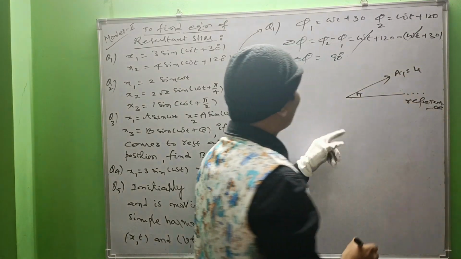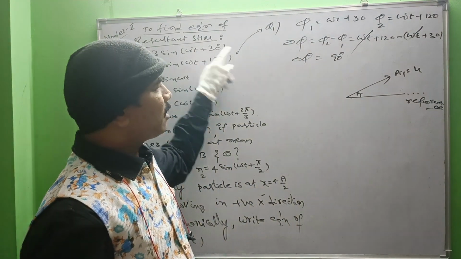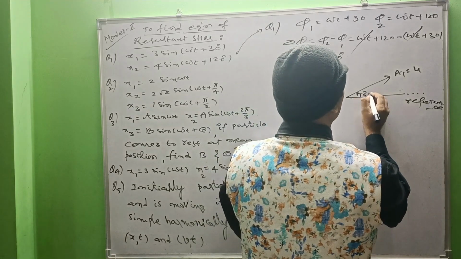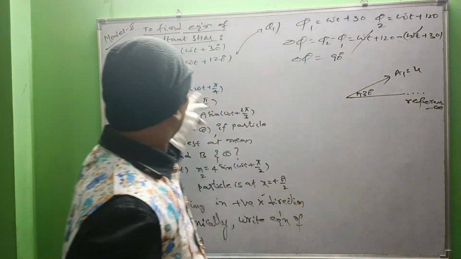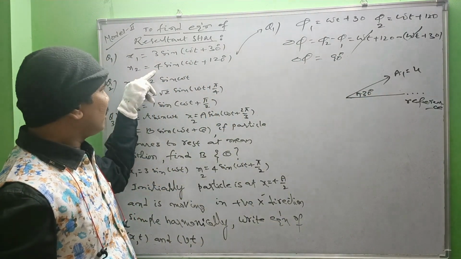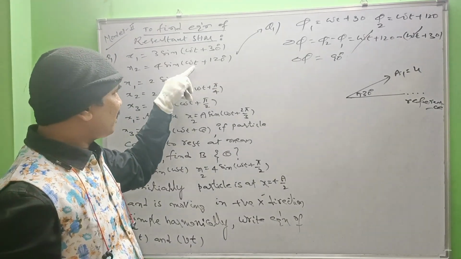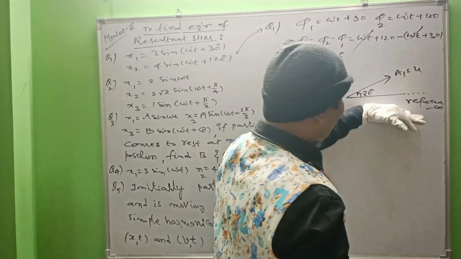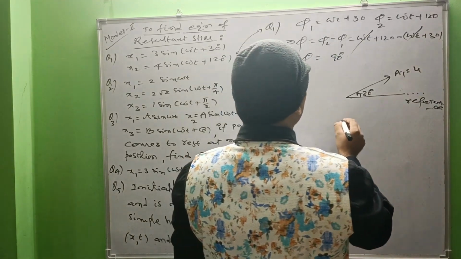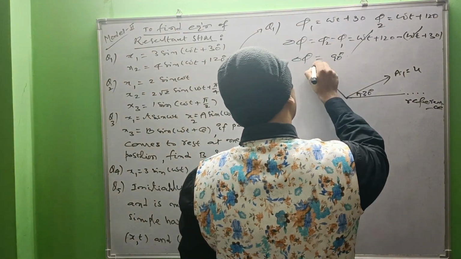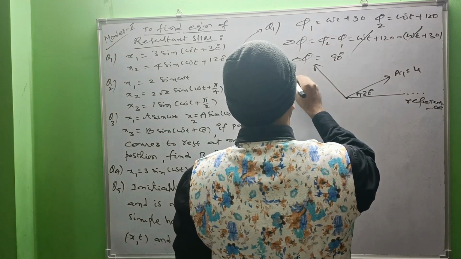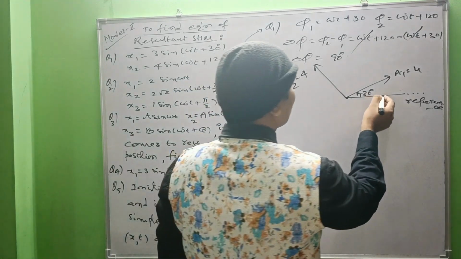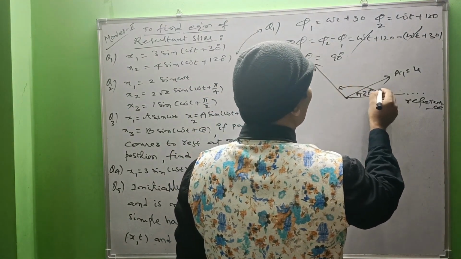Now what is the phase here at t equal 0? 30 degrees. So this amplitude makes 30 degrees with the reference axis. Now what about the amplitude of the other oscillation? That is 4. What is the initial phase at t equal 0? 120 is the initial phase. So with respect to the reference, A2 makes an angle of 120 degrees. A2 equals 4, at 120 degrees.